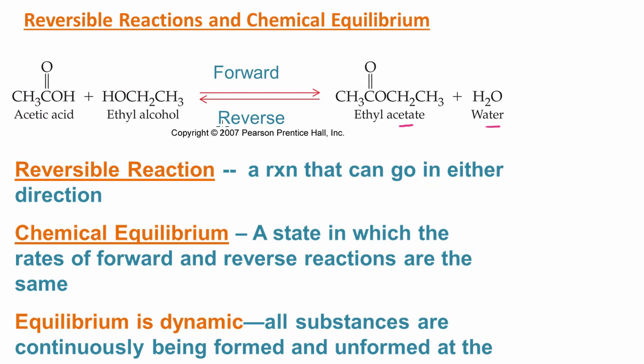So many of the reactions in everyday life are reversible. And we define a reversible reaction as a reaction that can go in either direction. Chemical equilibrium is defined as a state in which the rates of forward and reverse reactions are the same. Not the concentrations of reactants and products, but the rates of the forward and reverse reactions.